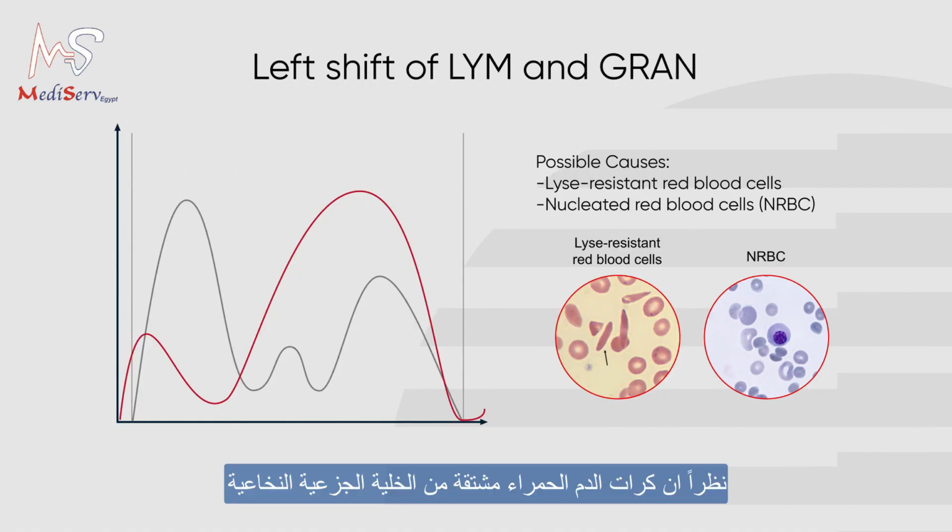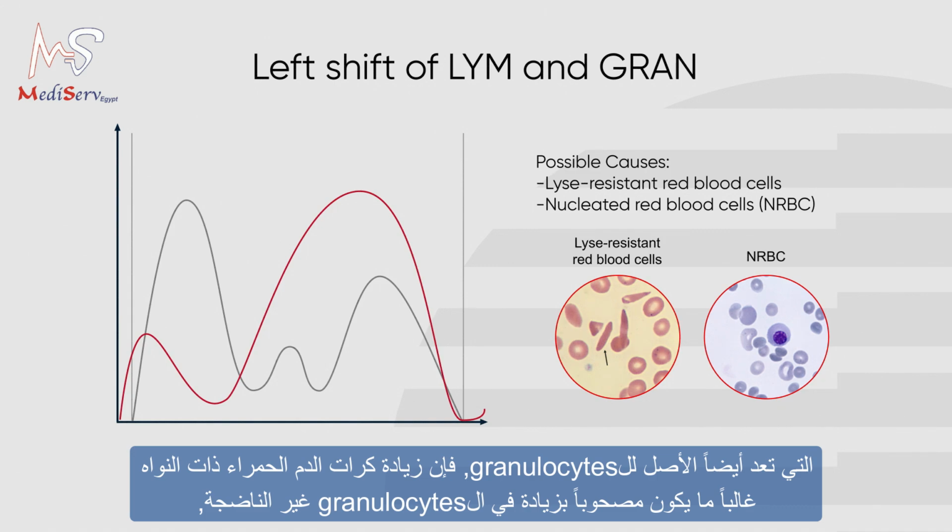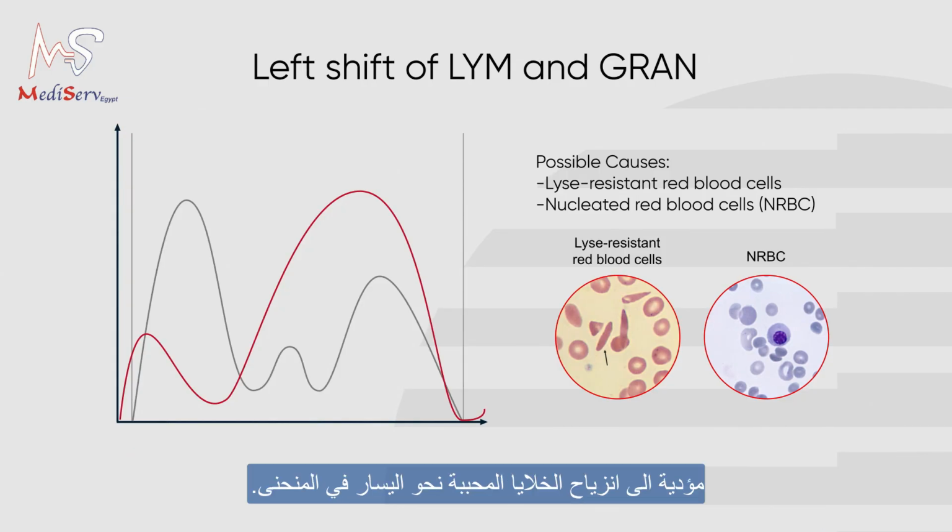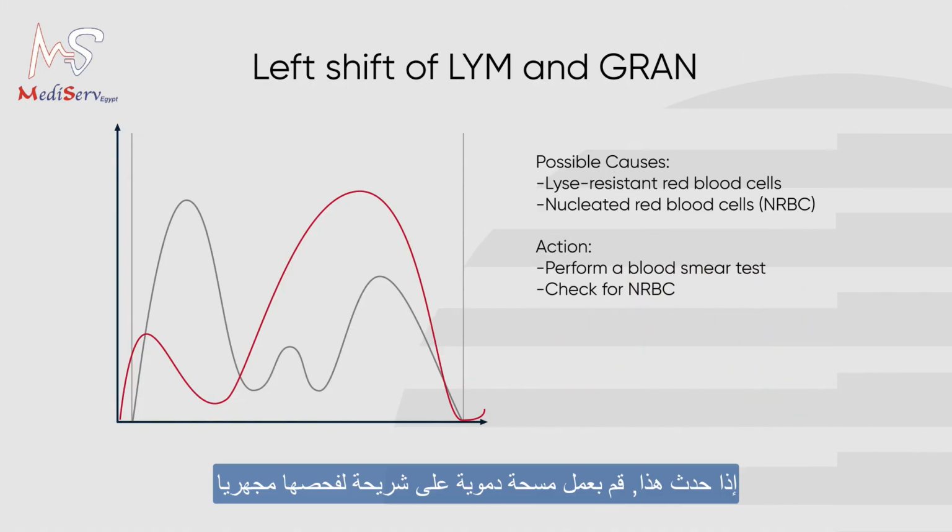Since red blood cells are derived from the myelocyte stem cell, which also is the origin for granulocytes, the increase of nucleated red blood cells is often accompanied by an increase in immature granulocytes, causing the left shift of granulocytes in the histogram. If this occurs, perform a blood smear. Check for nucleated red blood cells or other irregularities.